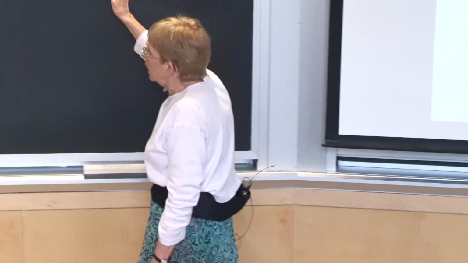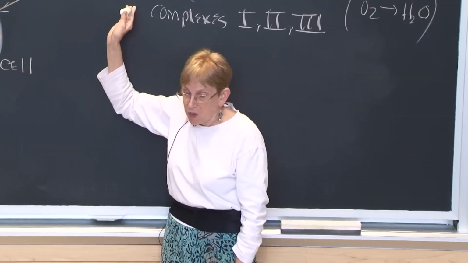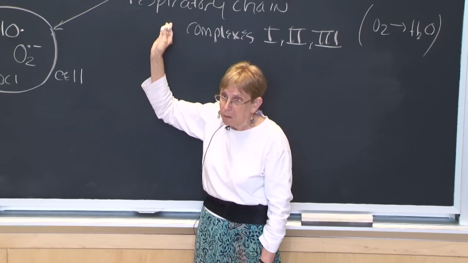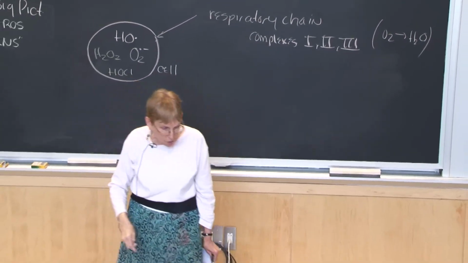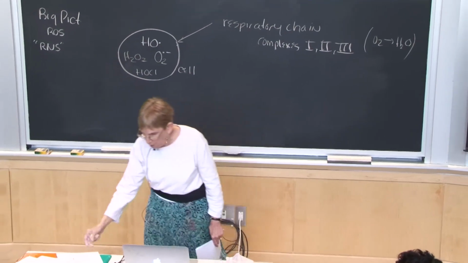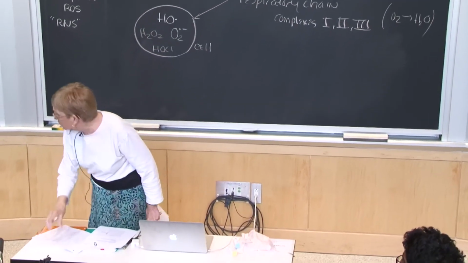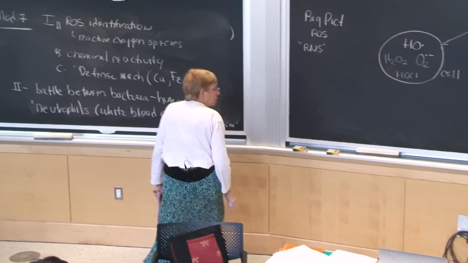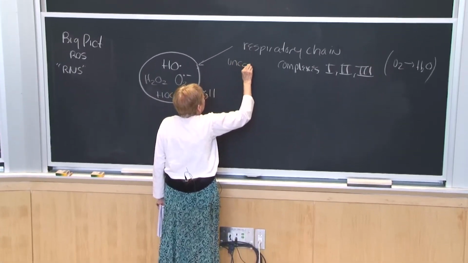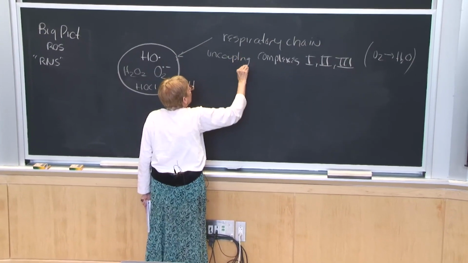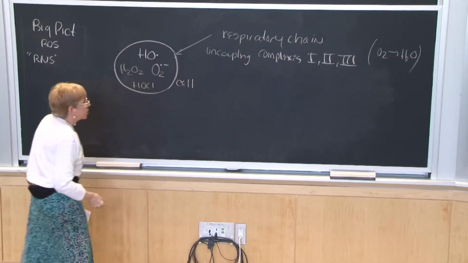And so what you get from these complexes is uncoupling. Okay, so 100% of the time it doesn't do what you want it to do, and so you get side reactions that you have to deal with. So you get uncoupling. Okay, so that's one way they're generated.